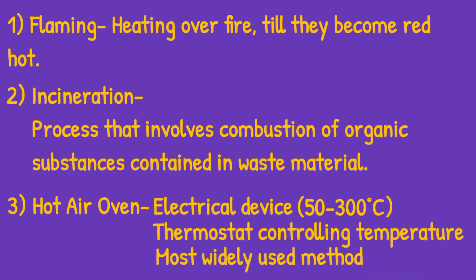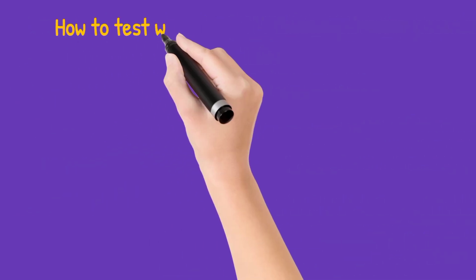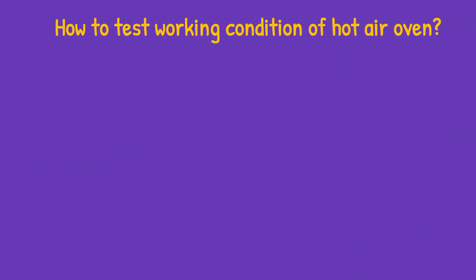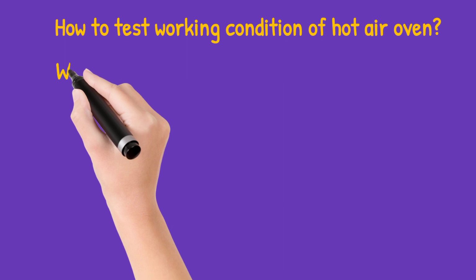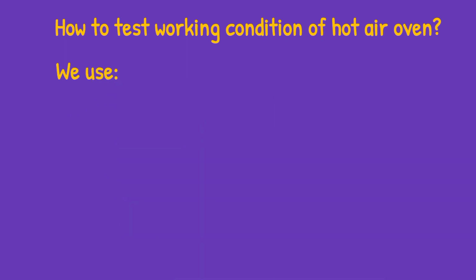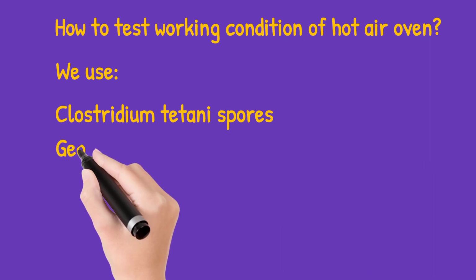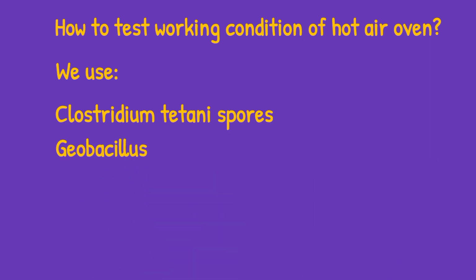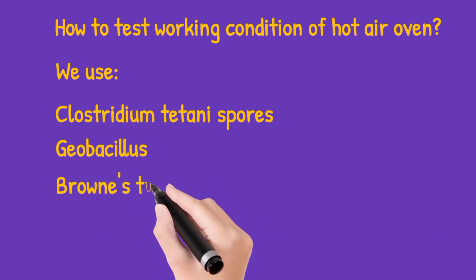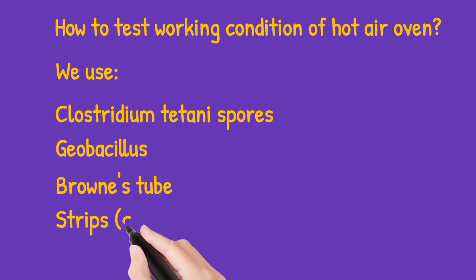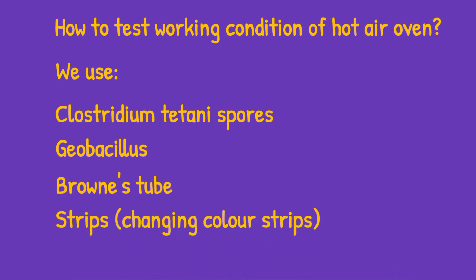Now how will you test if the hot air oven is working or not? For knowing this, we use Clostridium tetani spores, Geobacillus and Browne's tube, and also strips. Strips are placed in the hot air oven. Oven is switched on and the strip changes its color, which shows working condition.